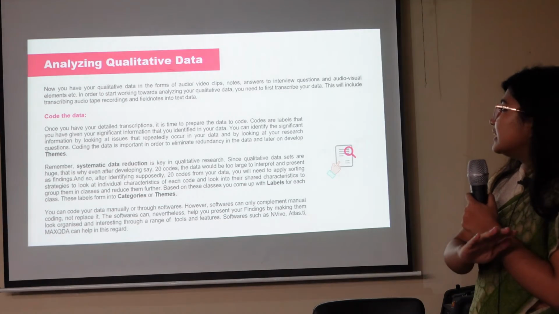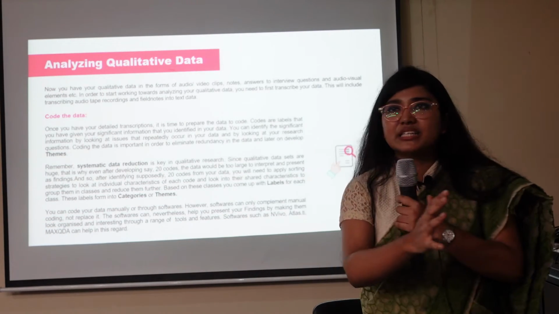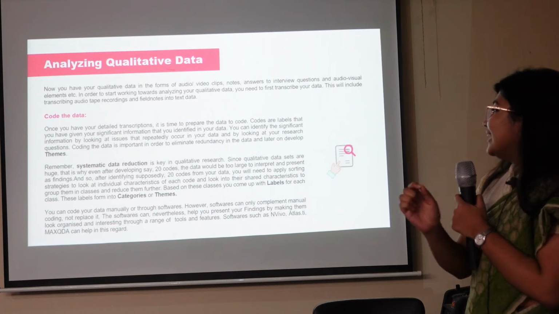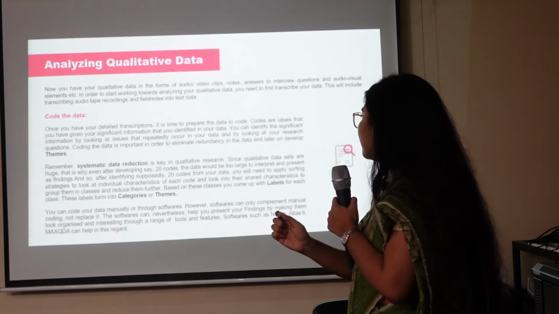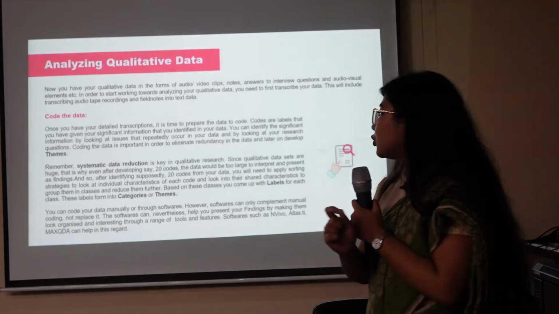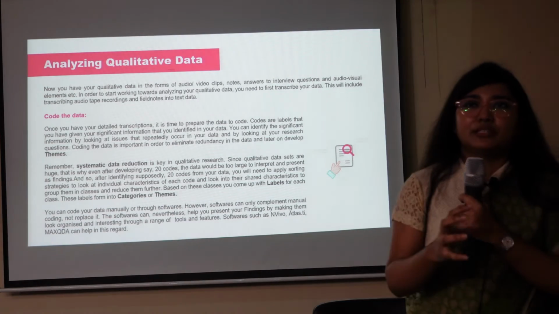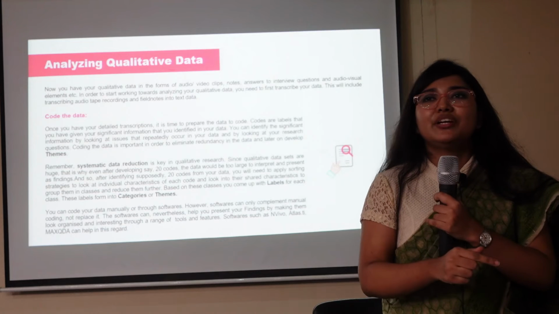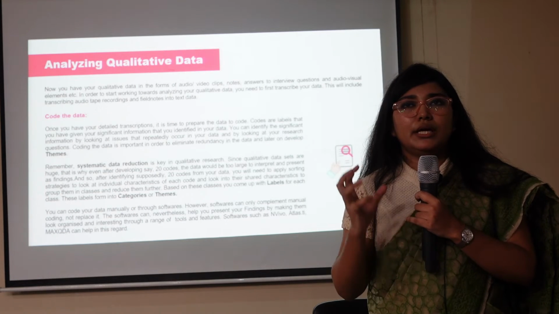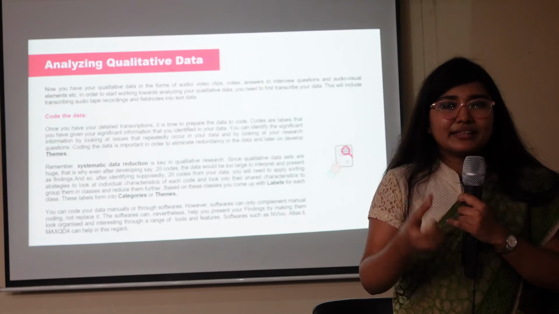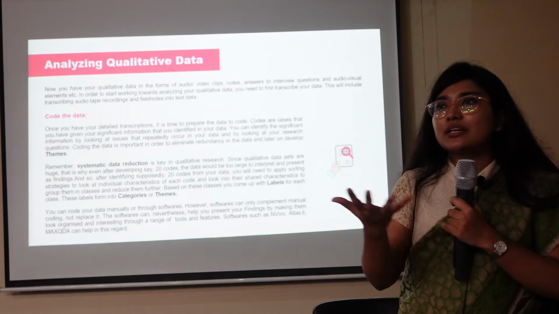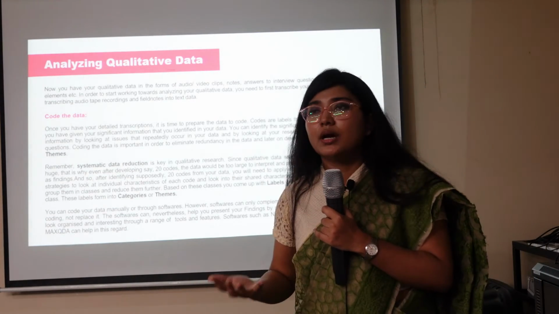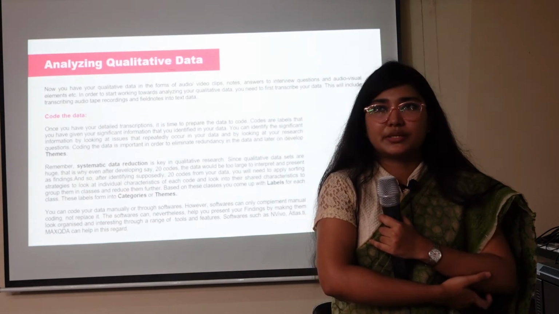And so after identifying supposedly 20 codes from your data, you will need to apply sorting strategies to look at individual characteristics of each code and look into their shared characteristics and group them in classes and reduce them further. So after you have developed your codes, you again go in to reduce them in numbers. So then again you look at their shared characteristics. Among these 20 codes I found, what shared characteristics do they have, what are the overlapping themes, what are the overlapping categories that I find.